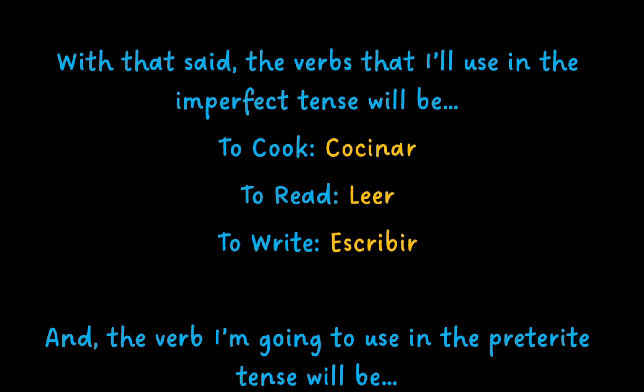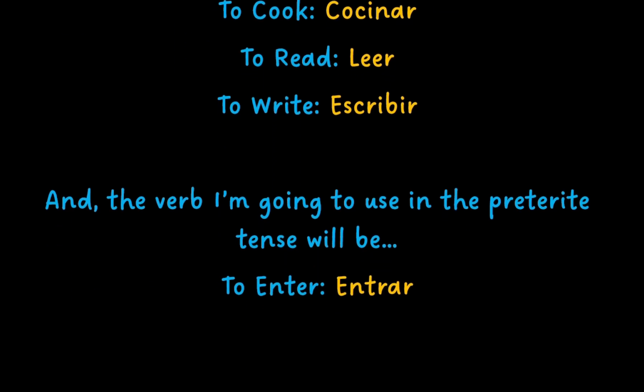With that said, the verbs that I'll use in the imperfect tense will be to cook, which is cocinar, to read, which is leer, and to write, which is escribir. And the verb that I'm going to use in the preterite tense will be to enter, which is entrar.